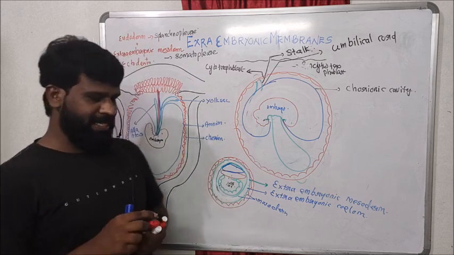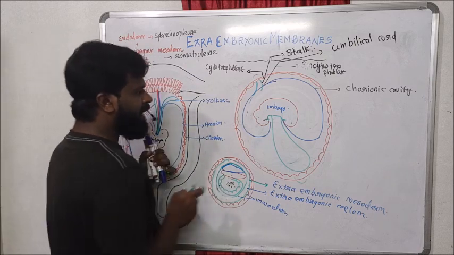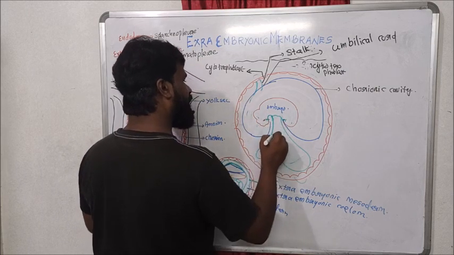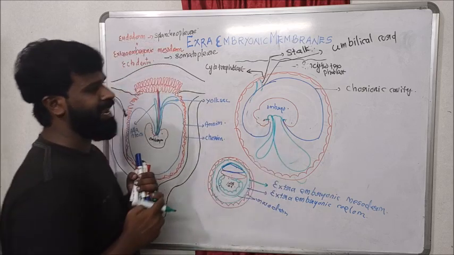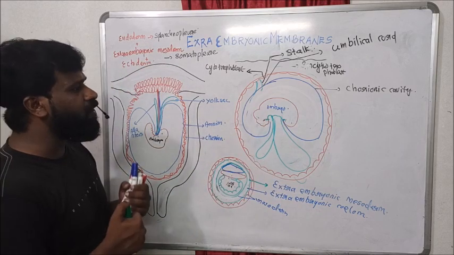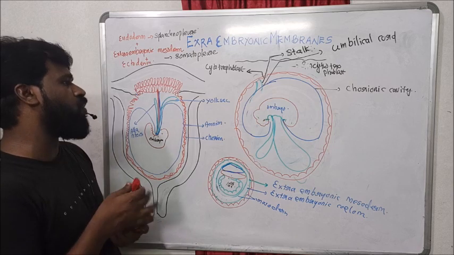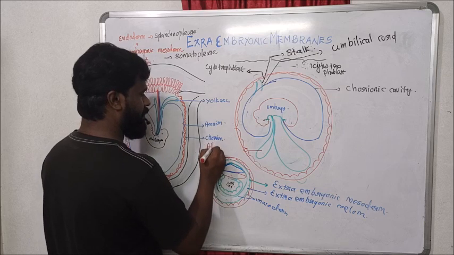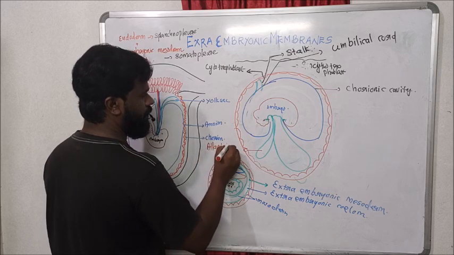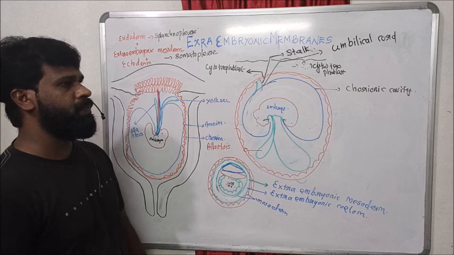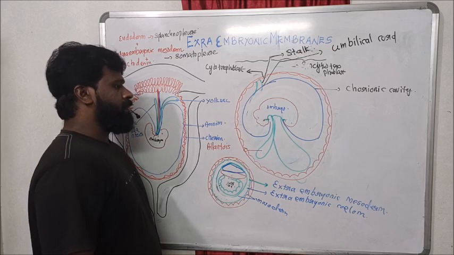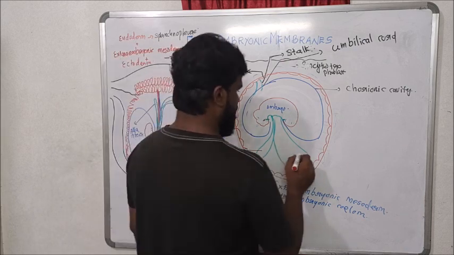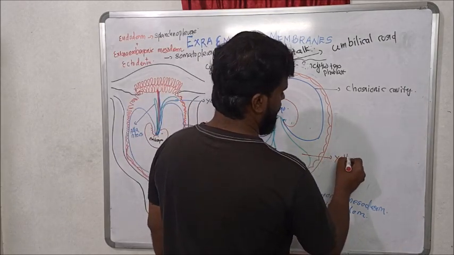And at this stage, a small diverticulum arises from this yolk sac. This diverticulum arising from the yolk sac is called the allantois. This part will become the yolk sac.